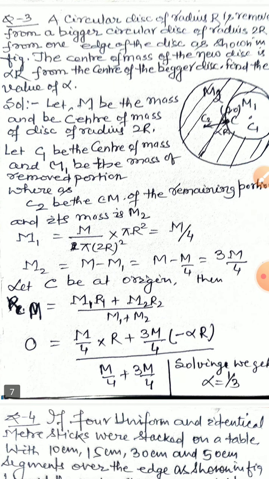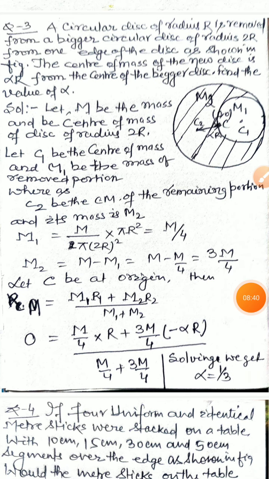Now next question: a circular disc of radius R is removed from the bigger circular disc of radius 2R from one edge of the disc as shown in the figure. The center of the new disc is alpha R from the center of the bigger disc. Find the value of alpha. Here this disc may be supposed to be consisting of two particles. One is of mass m1, the disc that has been removed, and m2, the leftover disc.